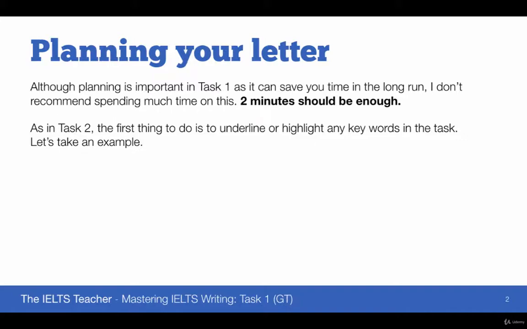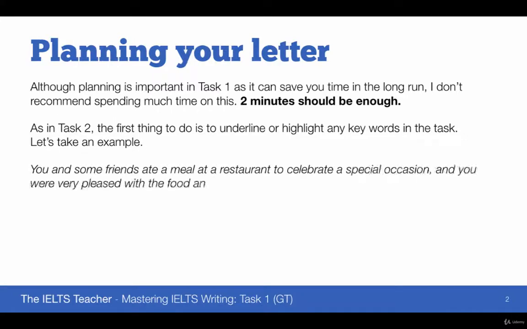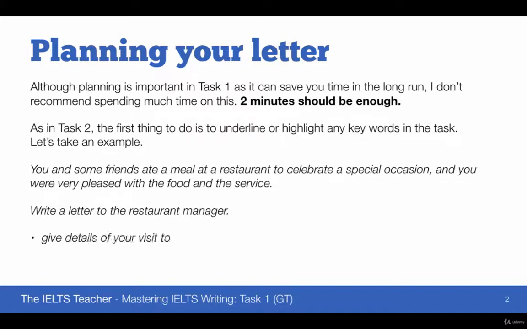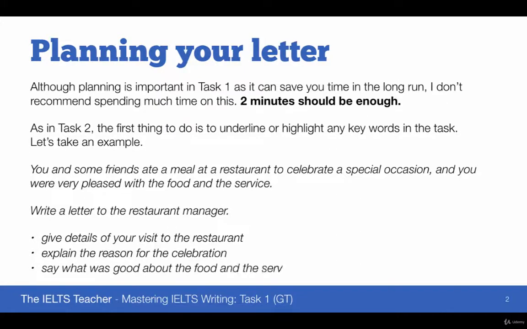So let's have a look at an example. You and some friends ate a meal at a restaurant to celebrate a special occasion, and you were very pleased with the food and the service. Write a letter to the restaurant manager. Give details of your visit to the restaurant. Explain the reason for the celebration. Say what was good about the food and the service. So what do you think are the key words in this task? What words should we underline or highlight?